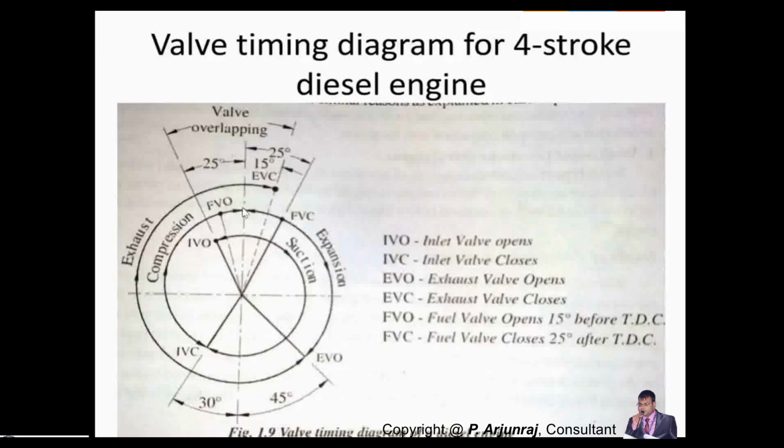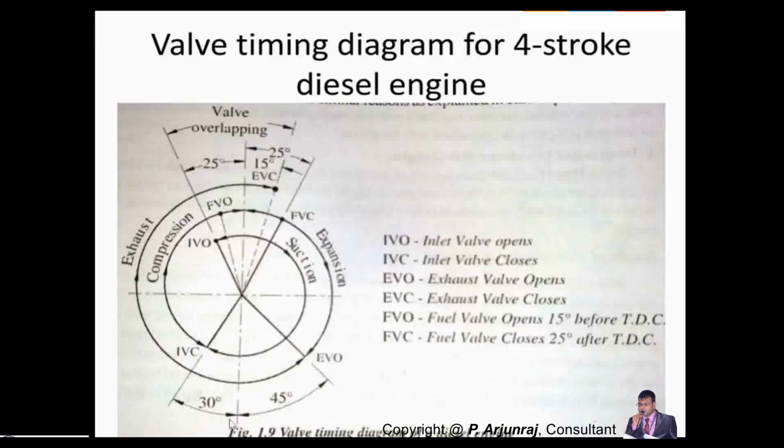And what happens after that? The fuel injection is going to stop, or the fuel valve is going to close. That will happen 25 degrees after top dead center. Then the expansion, which is nothing but the power stroke, takes place. The power stroke is going to be over only when the exhaust valve opens, and you get a high pressure and peak temperature during the combustion, and it comes to the exhaust valve where you need to expel the exhaust gas.